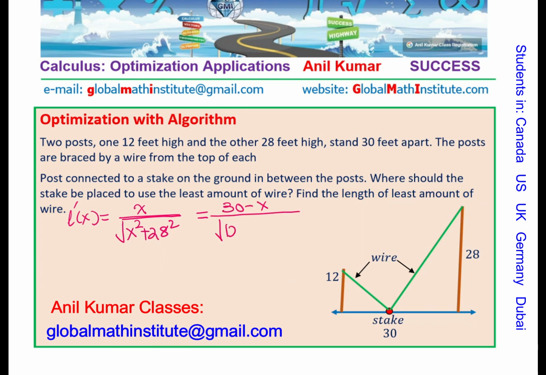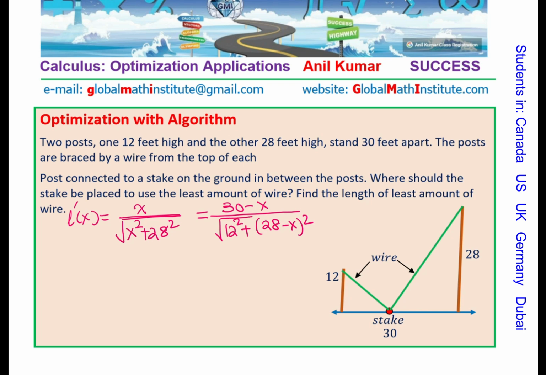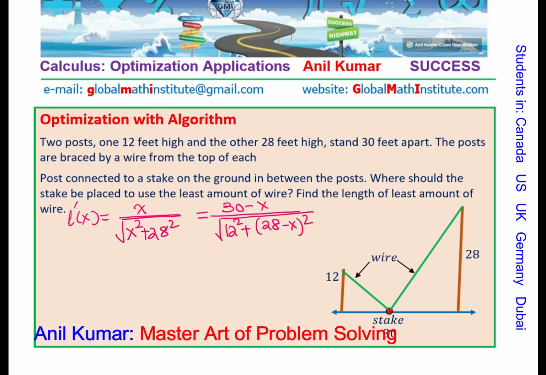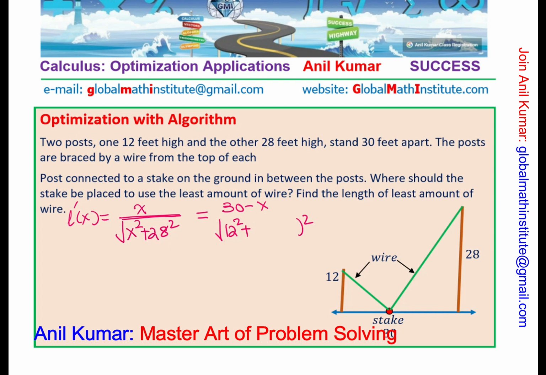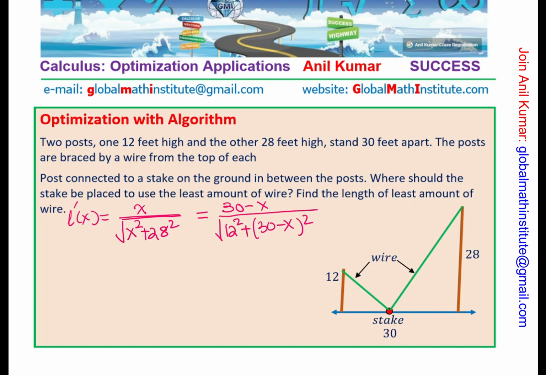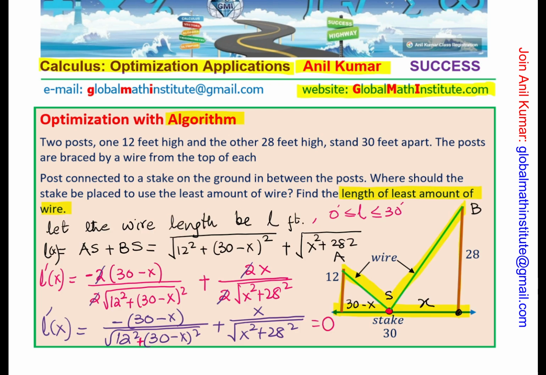over square root of 12 square plus 28 minus x whole square, right? So, or 30 minus x whole square. Correct. Since the derivative is 0, to find the critical number, taking this term on the right hand side, we get x over square root of x square plus 28 square equals to 30 minus x over square root of 12 square plus 30 minus x whole square, right?